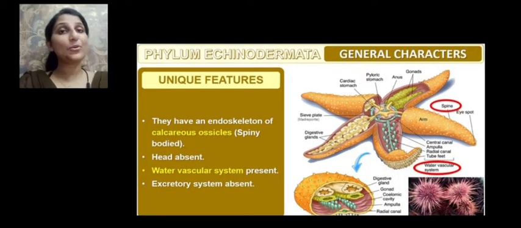Now let us learn about certain unique features present in echinoderms. They have an endoskeleton which is made up of calcareous ossicles. If you have ever touched a starfish, you would surely have felt this endoskeleton made up of calcareous ossicles. That is, they are spiny bodied. The head is absent in echinoderms. An essential feature is that they have a water vascular system, and an excretory system is absent.